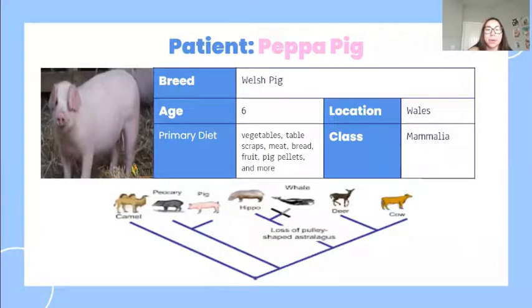Now, meet our patient, Peppa Pig. Peppa is a Welsh pig, which is a domestic breed of pig native to Wales, England. This breed is well known for its harmless, inexpensive, outdoor pig farming system. Peppa's primary diet consists of vegetables, table scraps, meat, bread, fruit, pig pellets, and much more.